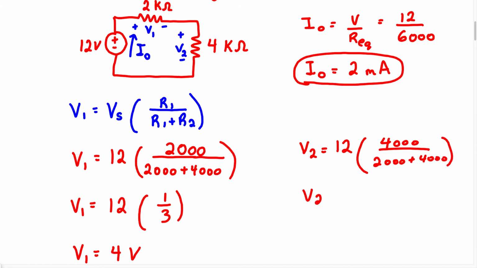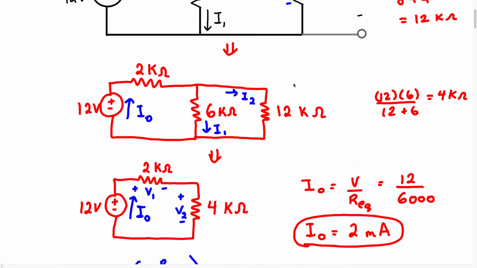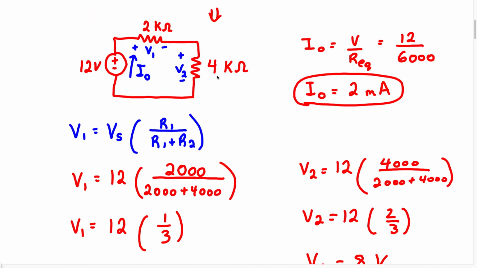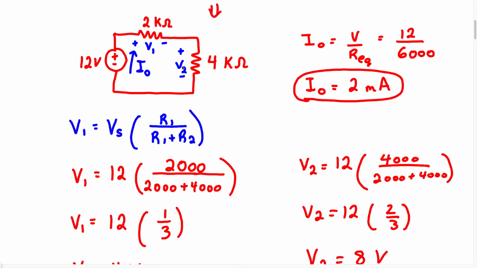When you simplify this, V2 equals 12 multiplied by 2 over 3. Now when you start to simplify this, V2 is going to give you 8 volts. Now, is this our answer? No. They want us to find the voltage VO, not the voltage across this resistor here. So what we did was we just used voltage division to find the voltage across this resistor and this resistor, right? It was good practice. Now let's see what this gave us.